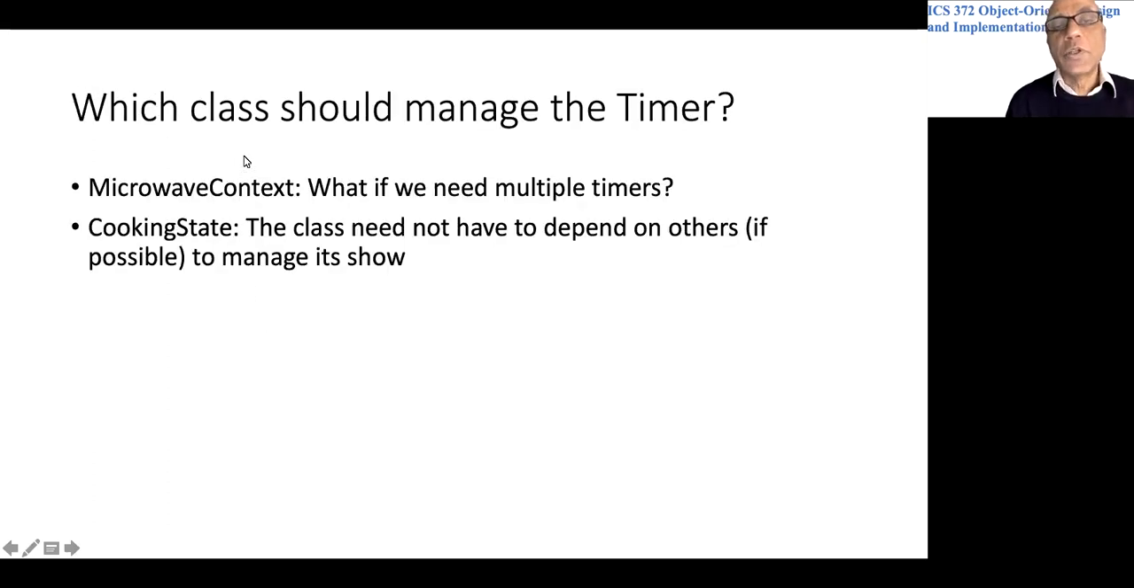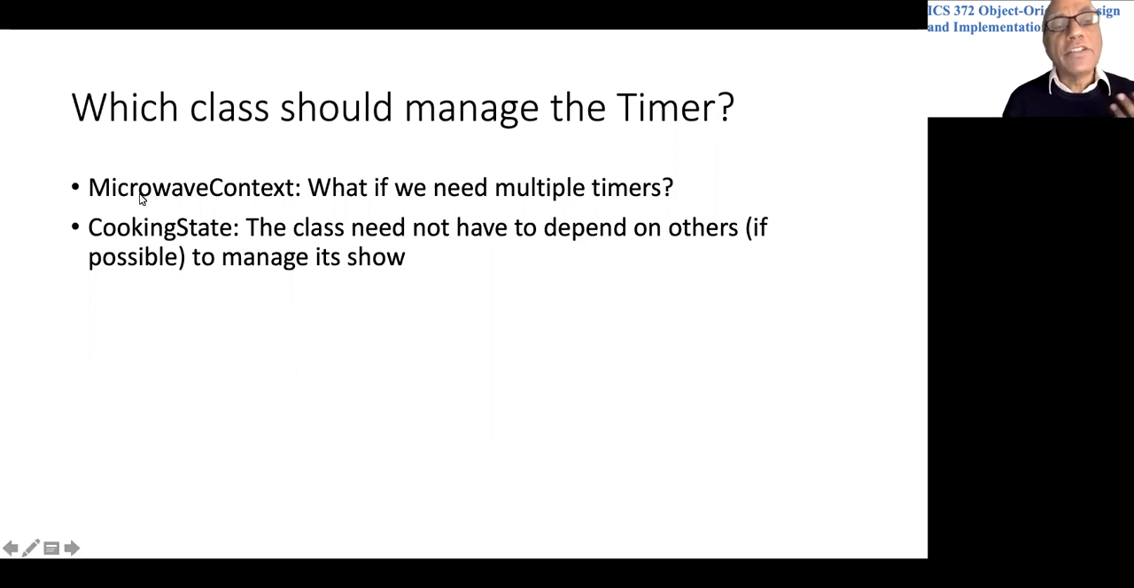Then the question is, who should be managing the timer? Should it be the context or the cooking state? Actually, no other entity in the microwave system needs a timer. It is only the cooking state that needs a timer. So why should we delegate this responsibility to anybody else? It is better to keep it local.